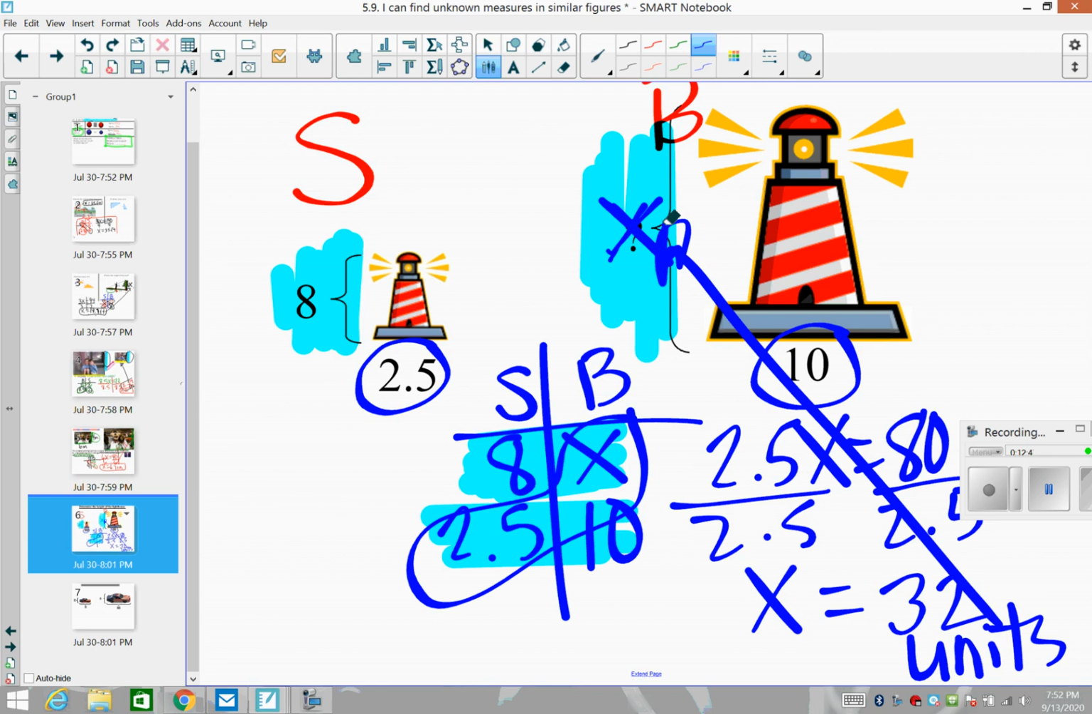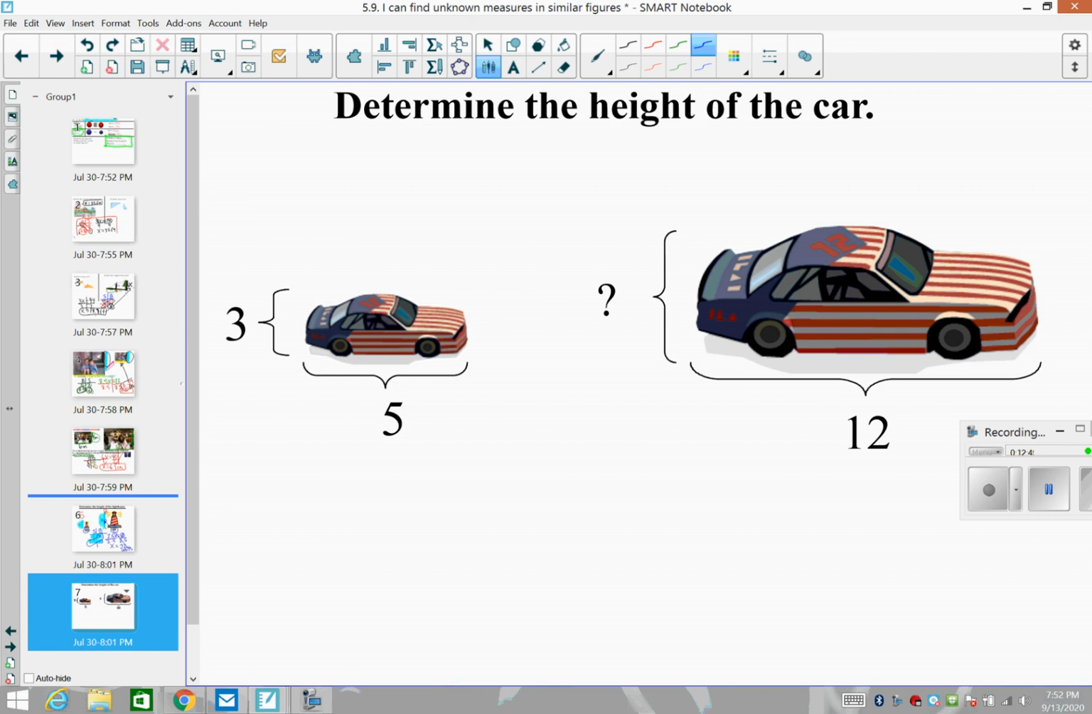All right, guys, we're at the 12-minute mark. And the last problem of the day is this determine the height of the car problem. Why don't you pause the video and give this one a shot, see how you do.